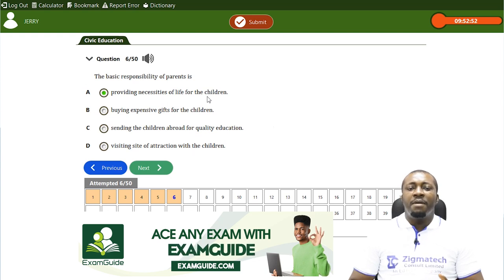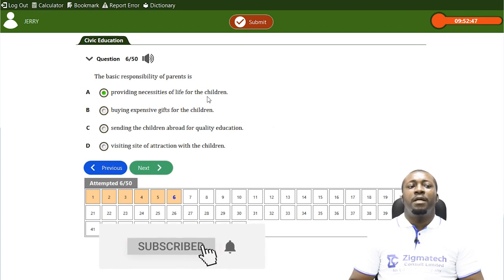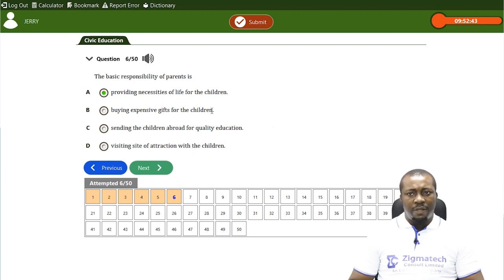Necessities of life, talk about basic needs: food, shelter, clothing, then social education, health facilities for the child. So this is the answer, A.